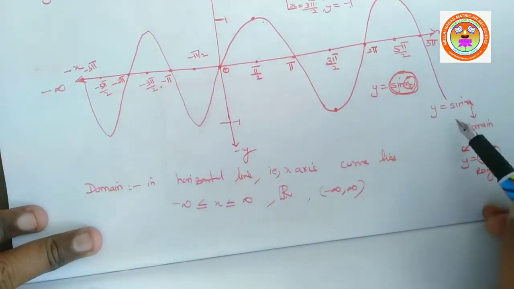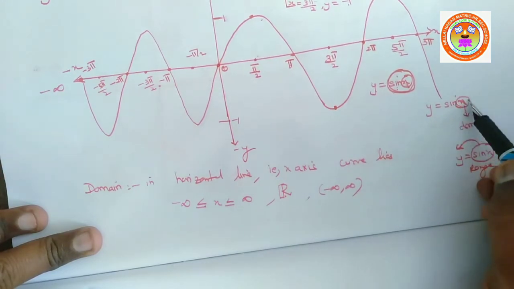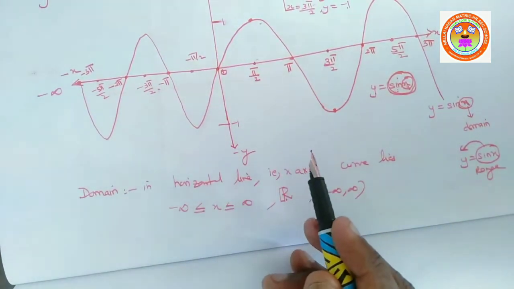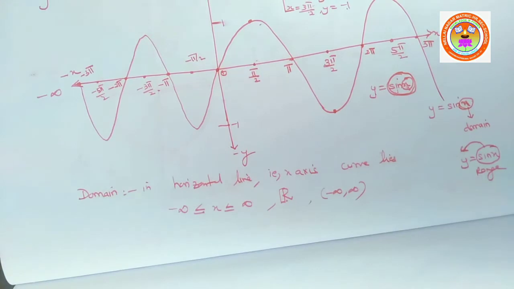This is an x value. No, x is the domain, that's the x-axis. Next, after the domain, we are going to see range.